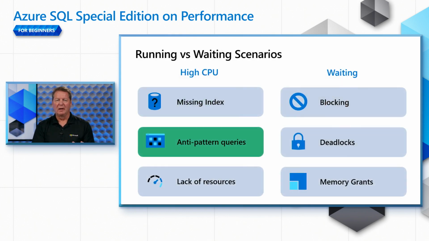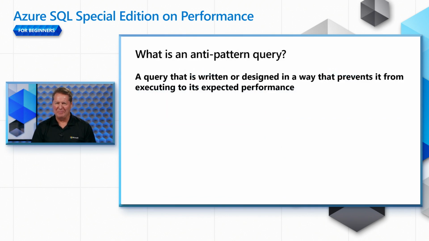Now, I use the term anti-pattern query, and that's going to be the focus of today's scenario. But you're trying to ask yourself, what is an anti-pattern query, Bob? Well, this is my definition. It's a query that's designed in such a way that you don't get the performance you expect, but it's based on how the query is actually written and how the different results come back from the query. Let me show you an example.